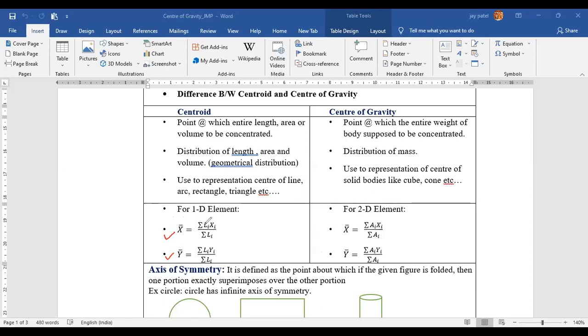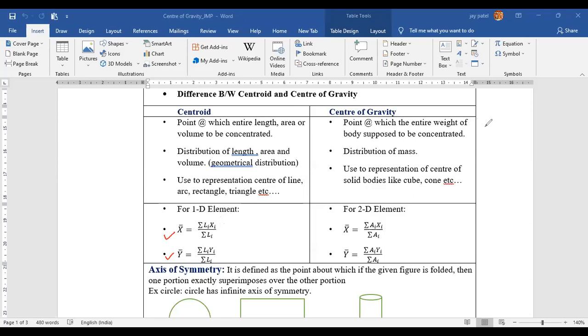Okay, so x bar equals summation li xi divided by summation li, and y bar equals summation li yi divided by summation li. Please note down this equation in your page. It is required, and it will be helpful for further calculations. For a one dimensional element, x bar equals summation xi li divided by summation li.